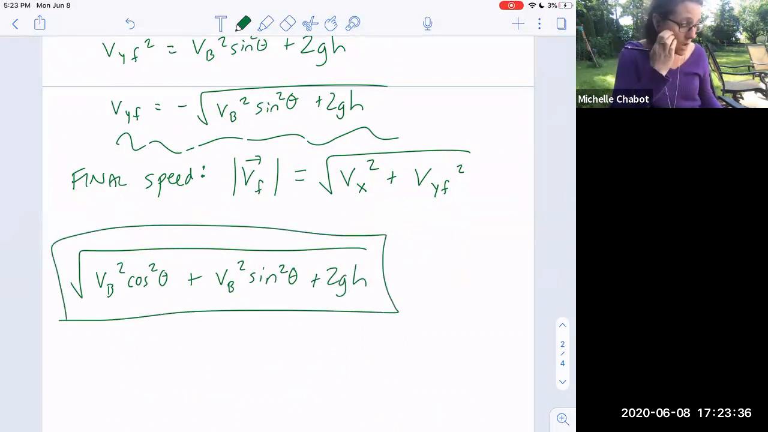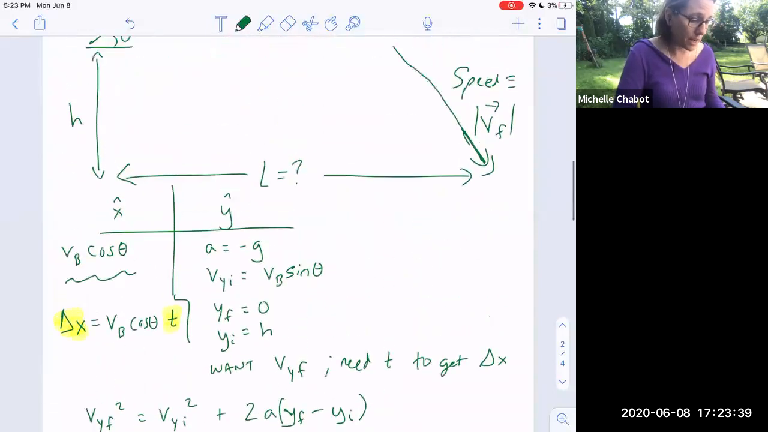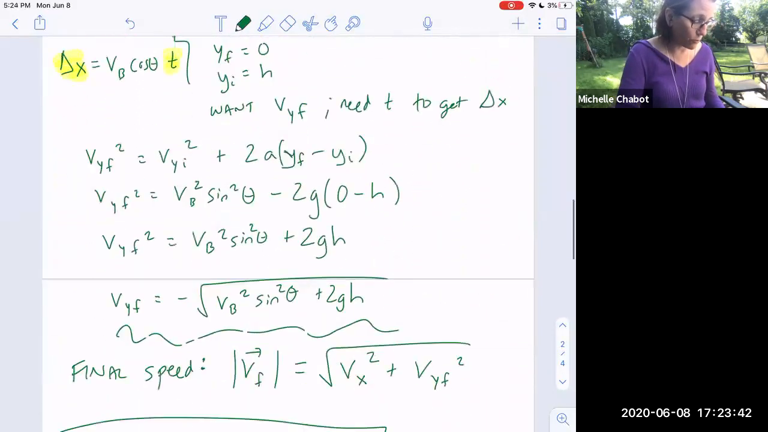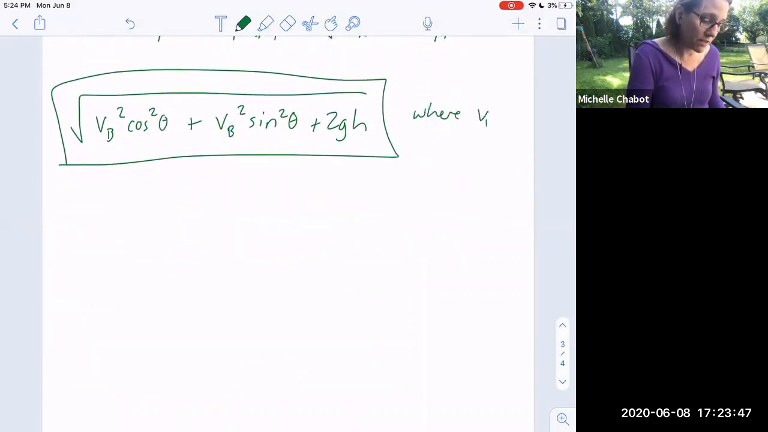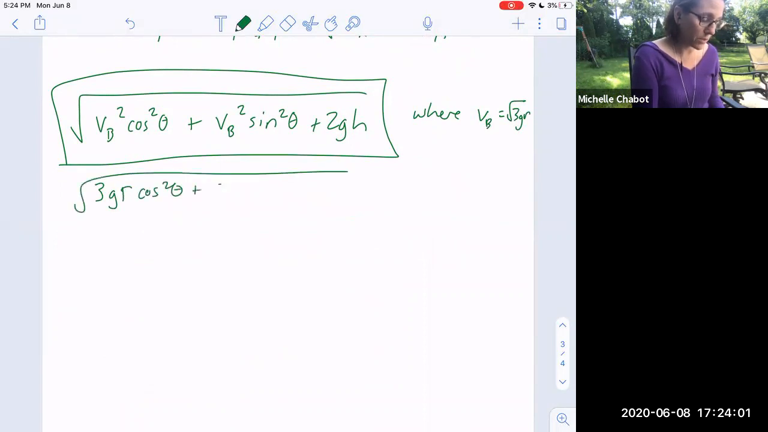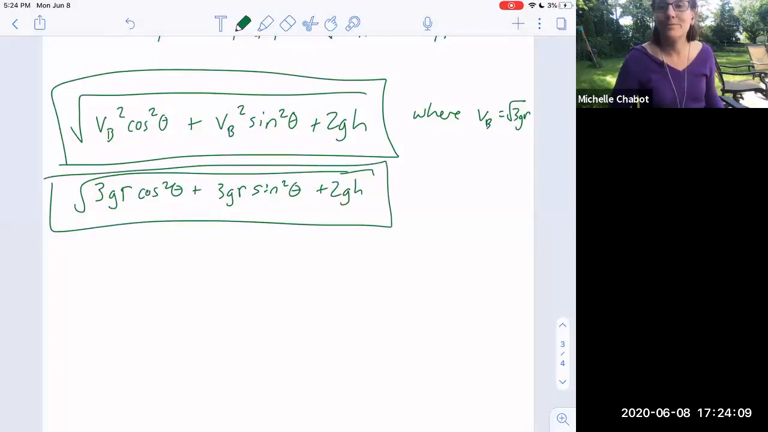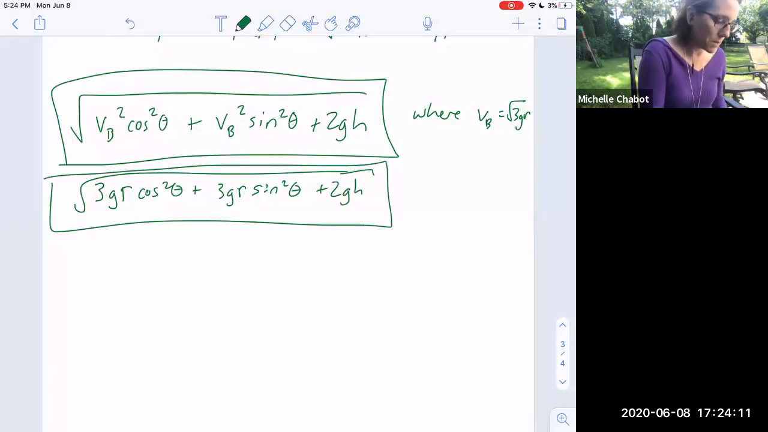So they could then go back and solve for these. We know Vb. So again, this is where we can write where Vb equals the square root of 3GR. So that means that this would be equal to 3GR cosine squared theta plus 3GR sine squared theta plus 2GH. Good. So that's going to be a final result. I'll go ahead and highlight it.